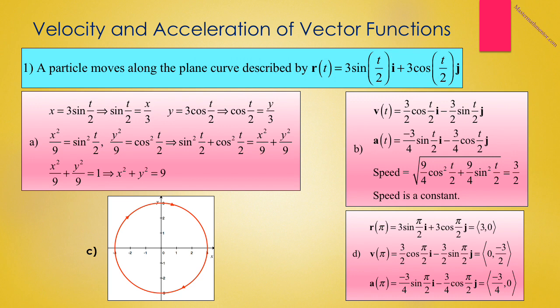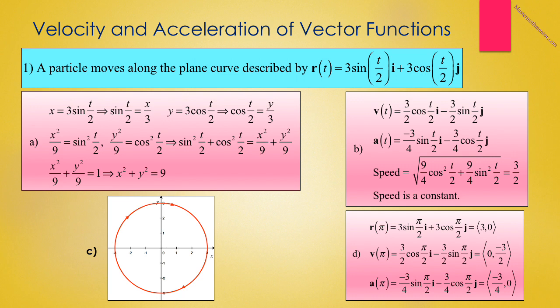Part D asked us to find the velocity and acceleration at t is equal to pi. First, let's find out where we are. At t equals pi, r of pi is 3 sine pi over 2 i plus 3 cosine pi over 2 j, which is the point (3, 0). v of pi is 3/2 cosine pi over 2 i minus 3/2 sine pi over 2 j, which is the vector (0, -3/2).